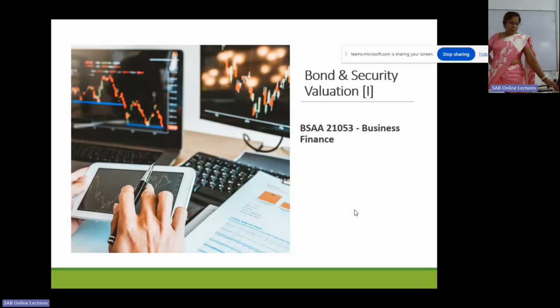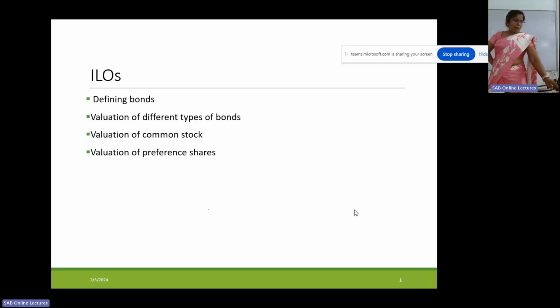Right. I think this is easy because the fundamentals you have now learned, so discounting and the things you have learned we can apply easily. If you look at the learning outcomes, at the end of this session you will learn what is a bond and different types of bonds. Common stock valuation and preference share valuation we discuss in the next lesson. Under bonds you will also see interest rate risk, YTM calculation, and yield identification.